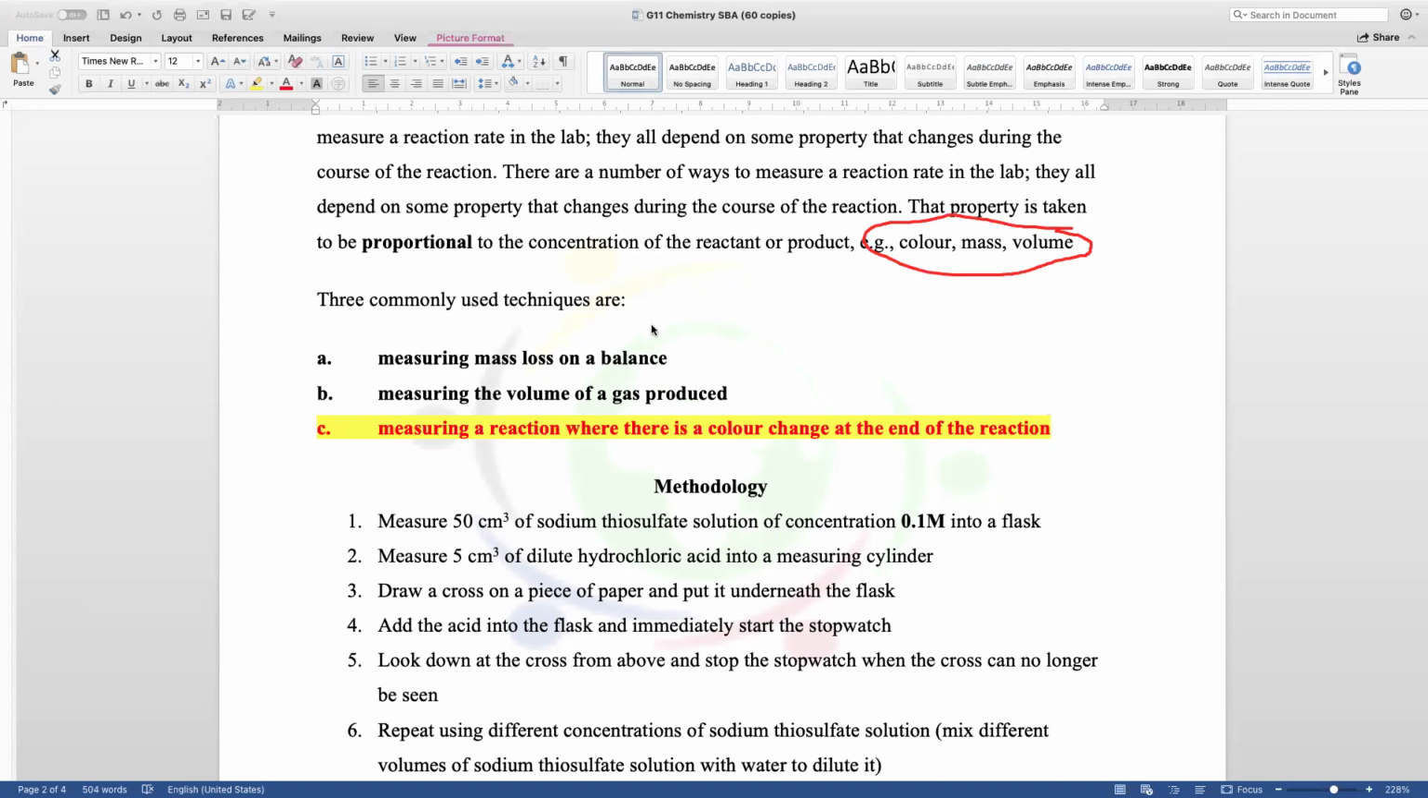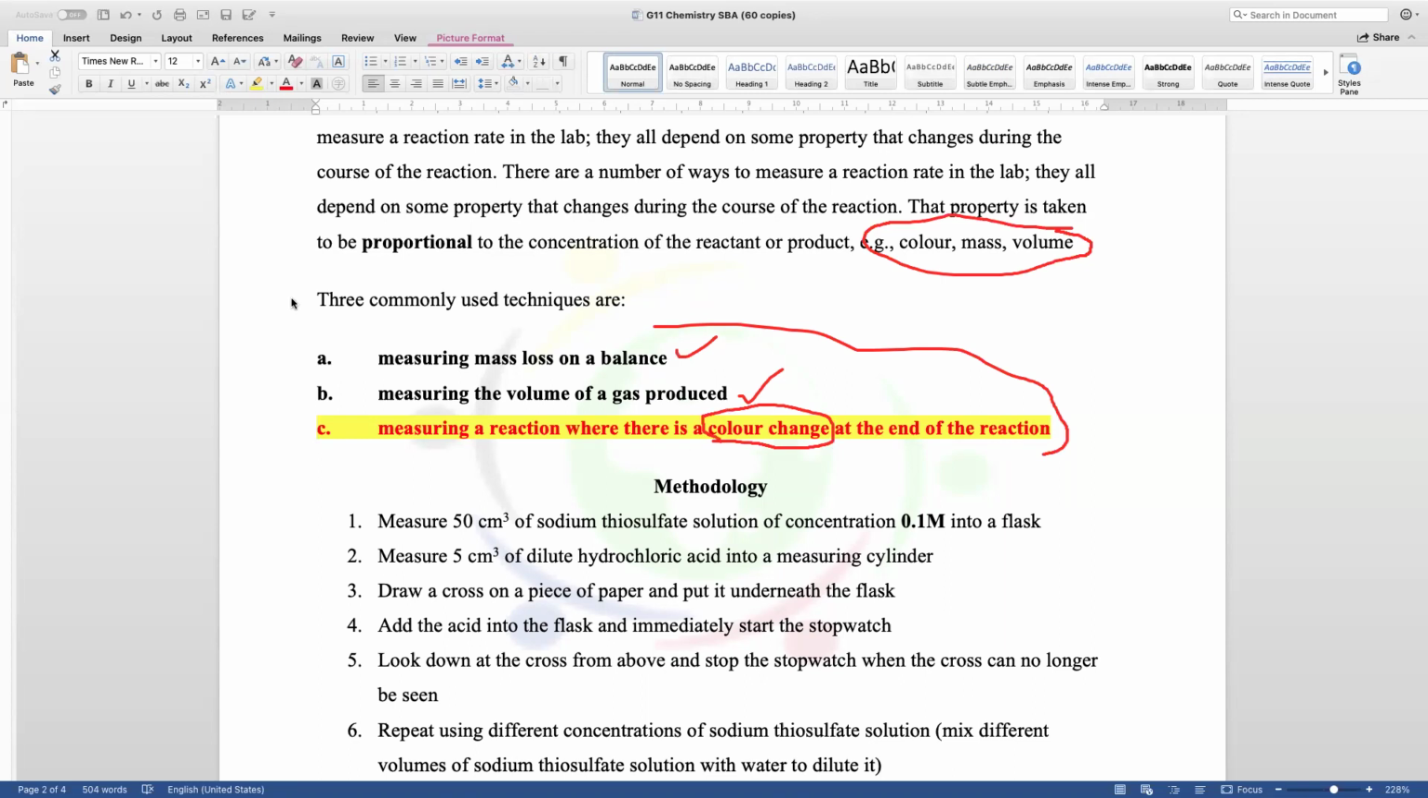In all that, these three things are likely to happen. It's either there's going to be a loss in mass, an increase in volume of the gas produced, or maybe a color change during the chemical reaction. And today, this experiment is centered just on that.